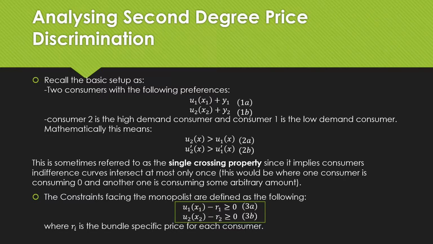This over here is sometimes referred to as the single crossing property, these 2a and 2b. This implies that the indifference curves of these two consumers intersect at most once. This would be where one consumer is consuming 0 and another one is consuming some arbitrary amount.